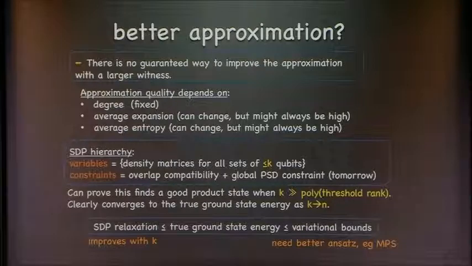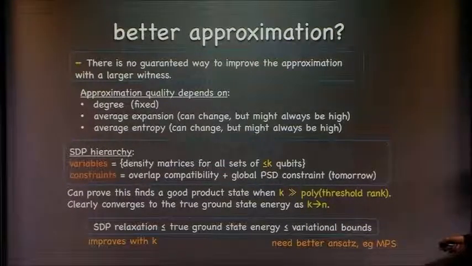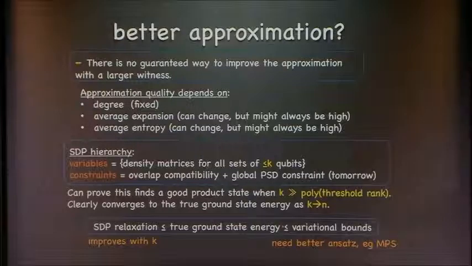And just to put in context how this works, we have the true ground state energy, and we have two types of approximations to it. So there's one type which is called a variational bound, and this is just come up with a model of a state and plug that in and calculate the energy of that.